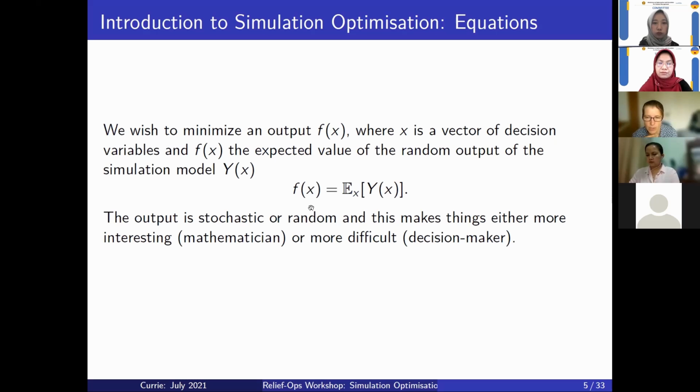So f of x is what we're trying to optimize, and we generally talk about minimizing variables here, but it's easy to switch between minimization and maximization just by adding a negative sign, and you can swap everything around. So the output is stochastic or random. And this makes things either more interesting if you're looking at the mathematics, or more difficult if you're the decision maker trying to actually make a decision. So it means that there's some quite interesting ideas in optimization that need to be considered, and from a mathematical perspective, that does give you some fun problems, but it does make it more difficult to decide which is the best option if you are actually just trying to make this decision.